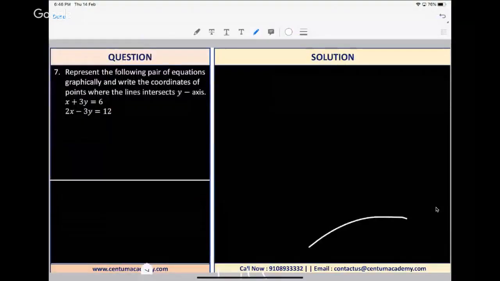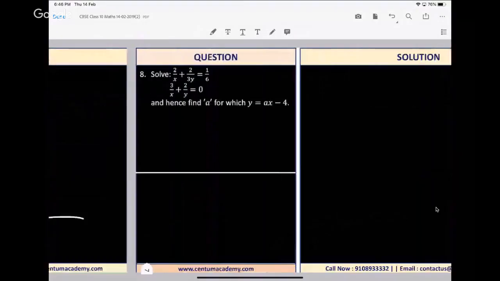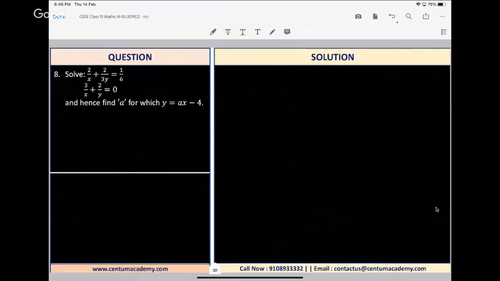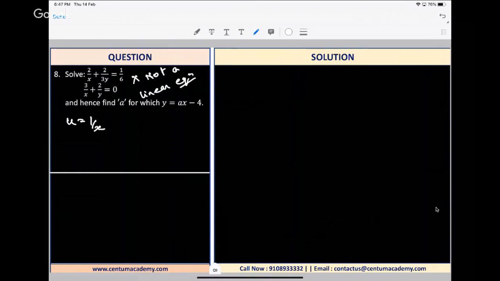Now comes this kind of problem. We were solving linear equations, but if you see, this is not a linear equation. Why? Because the power of x is -1 and the power of y is also -1. But it can easily be transformed into a linear equation by substitution. Let us say u is equal to 1 upon x, and v is equal to 1 upon y.